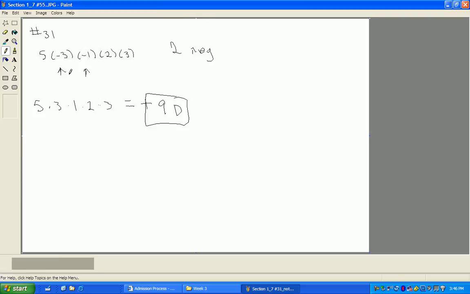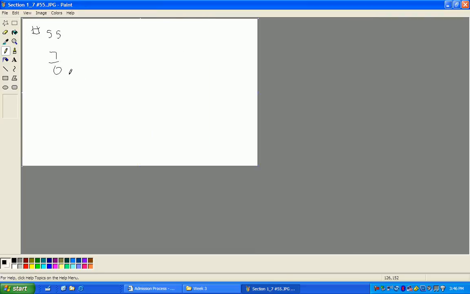And the next one we'll be working on is number 55. Number 55, the question is 7 divided by 0. So if we look at the rules, anything divided by 0, our answer has to be undefined. And this is the actual answer you would write out. We know undefined is not a number, and that's because with the 0 on the bottom, there is no number.